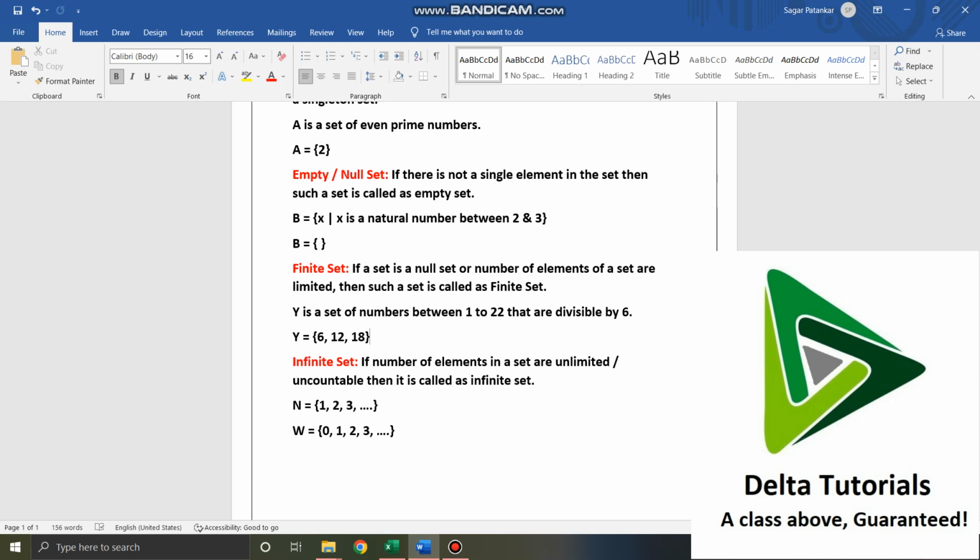Another example is capital W, that is the set of whole numbers, which includes 0, 1, 2, 3, and up to infinity these numbers are present. That's why this is also an example of an infinite set.